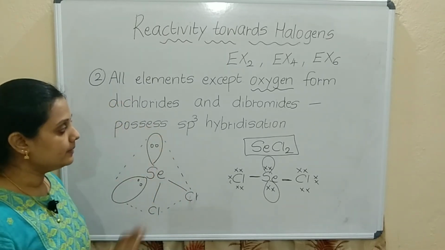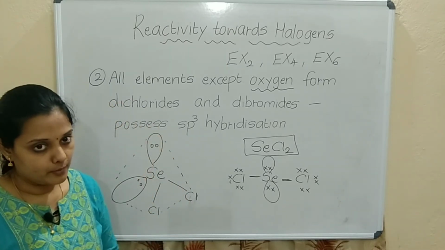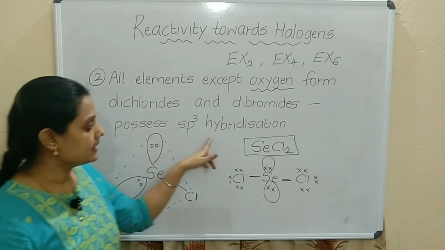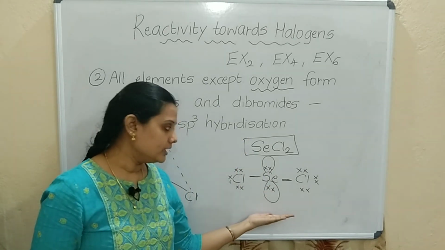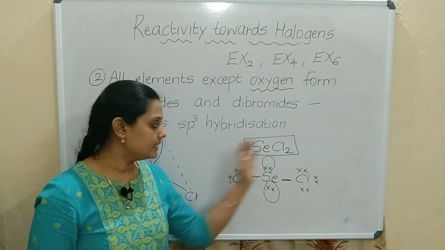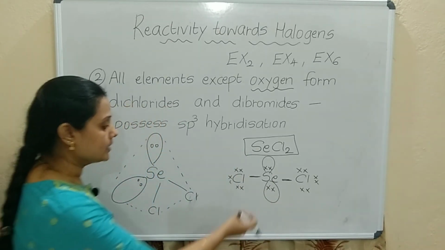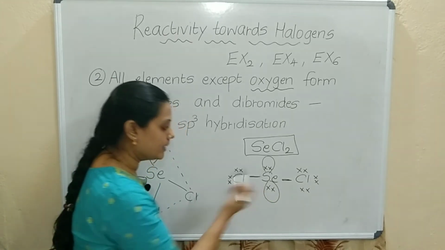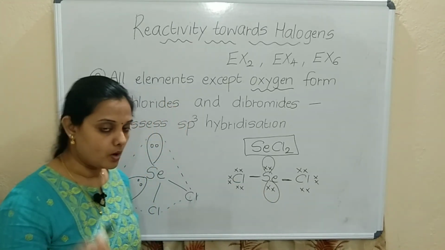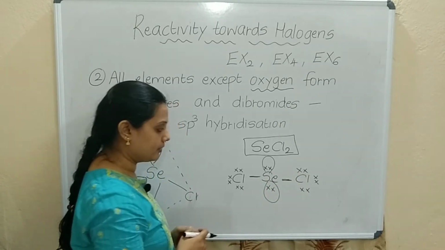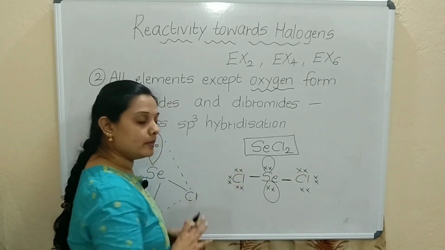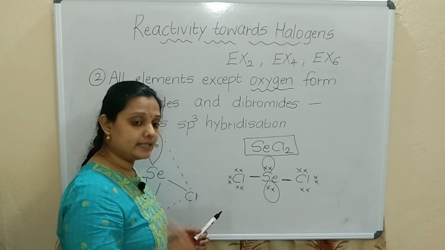Now, the other elements will form dichlorides and dibromides, and they will possess sp3 hybridization. I have just drawn here the Lewis structure for SeCl2. Each atom should get how many electrons? 8 electrons, so the octet should be complete. Here is SeCl2 that I have drawn. Each atom, if you count, is getting 8 electrons.